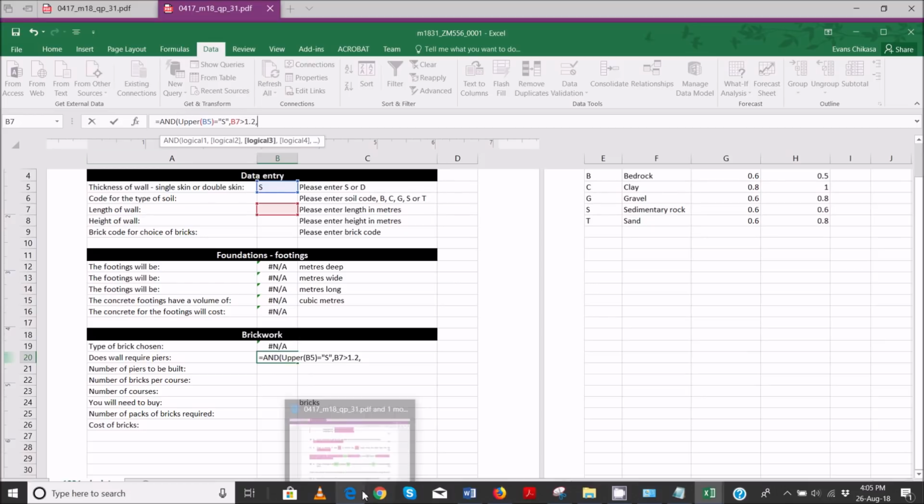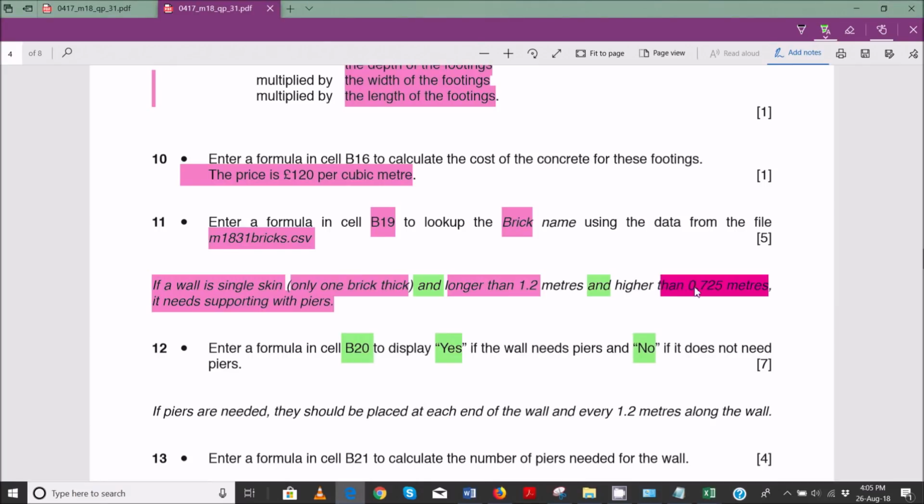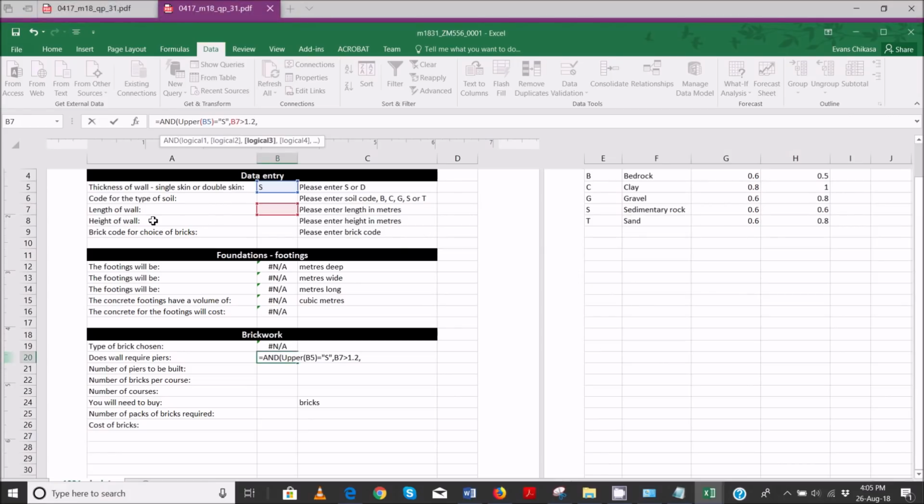So the third logical test is supposed to be higher than 0.725. So if the height, which is this one, is greater than 0.725.